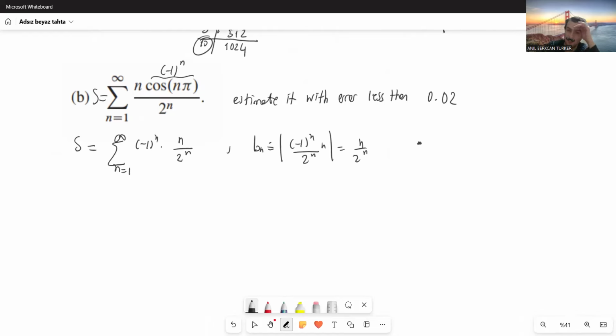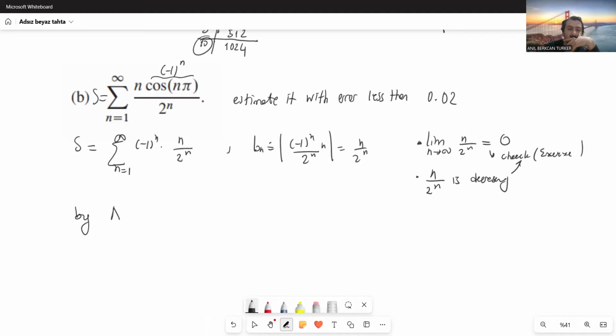Okay. So let's check whether the limit as n goes to infinity of n over 2 to the power n is 0 or not. So it will be 0. Check, exercise. Also, n over 2 to the power n is decreasing. Again, check, exercise. Now, by the alternating series test, this series S is convergent. So it is the first thing in the alternating series estimation.